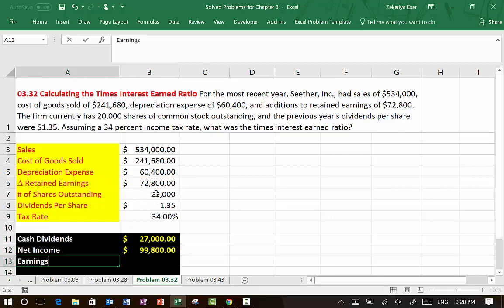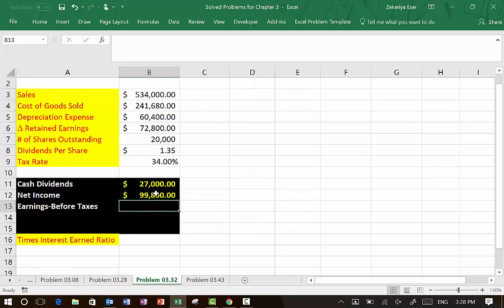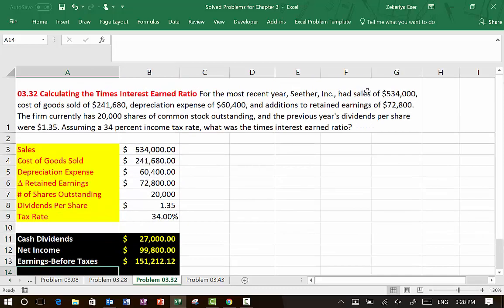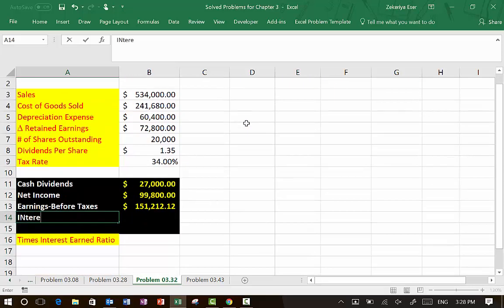Then we can get earnings before taxes. Take net income divided by 1 minus tax rate. Now, note that earnings before taxes is sales minus cost of goods sold minus depreciation minus interest. Well, in order to figure out interest, we solve it algebraically.